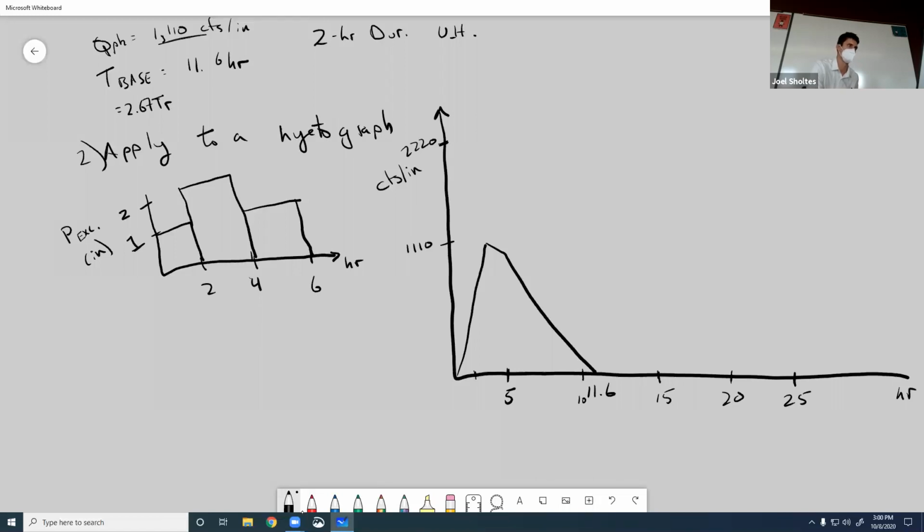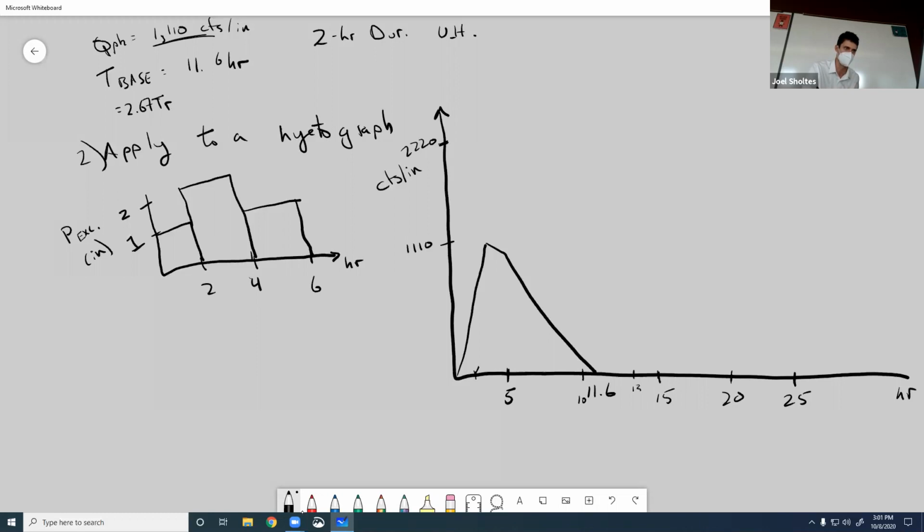Remember, our Q peak is 110. Oh, where does it peak? So you look at this and you say, this is the next 2 hour duration. So it starts at 2 hours. And then we just draw the same thing. So it's got the same duration. It's going to start at 2 hours, so it's going to end at 13.6.